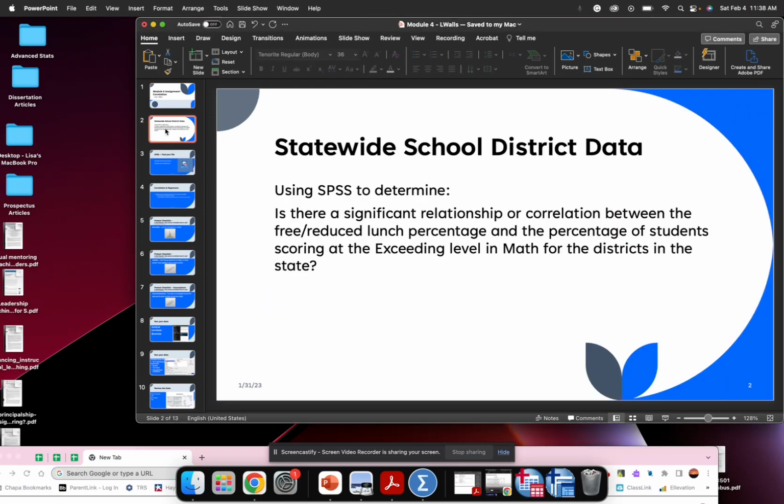We're going to be looking at the statewide school district data. We're going to be using SPSS to determine is there a significant relationship or correlation between the free reduced lunch percentage and the percentage of students scoring at the exceeding level in math for the districts in the state.